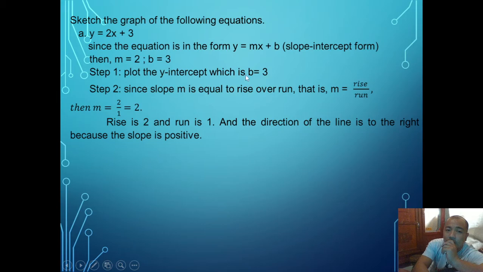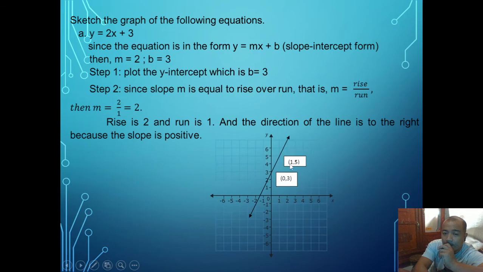Step 1, plot the y-intercept, which is 3. And since the slope is equal to rise over run, rise is 2, run is 1. And the direction of the line is to the right because the slope is positive. Yun, diba? So (0, 3), rise is 2, run is 1. So pupunta siya sa (1, 5). Connecting the 2 points, this is now the graph of y equals 2x plus 3.